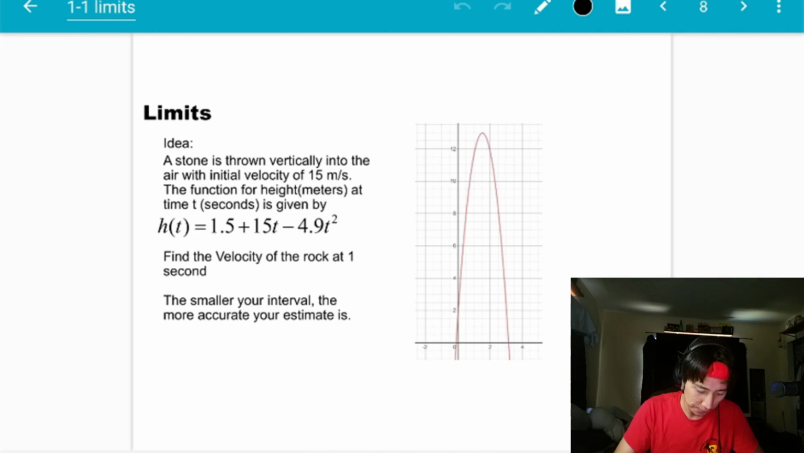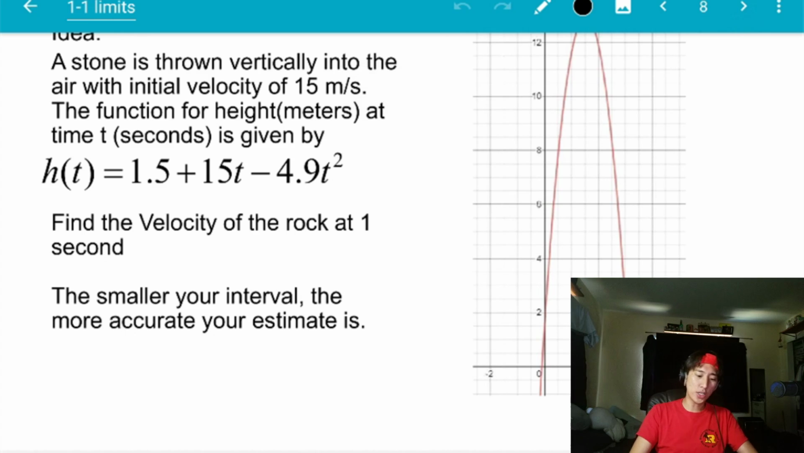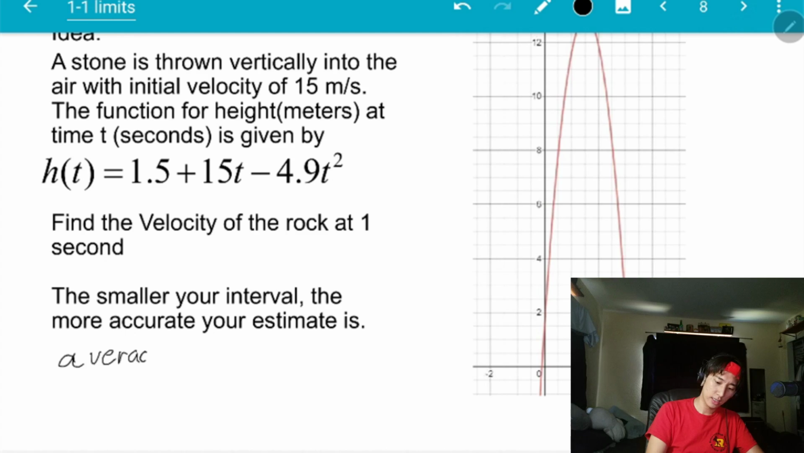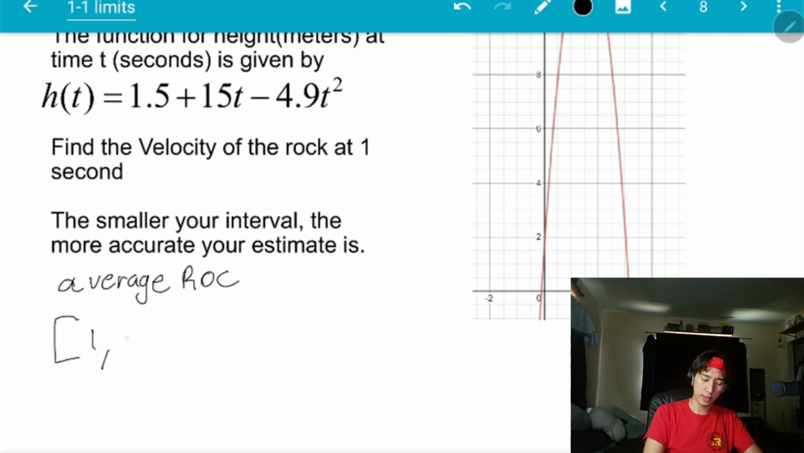So here's what we're going to do. What I want you to do is find the average rate of change of this on the interval 1 to 1.001.